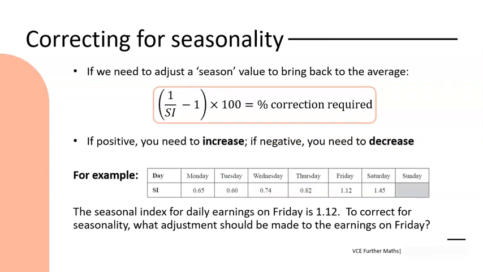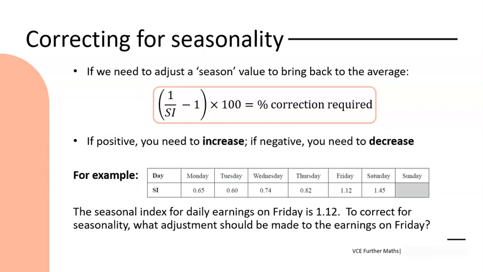The next application we need to consider is when we are correcting for seasonality. So what that means is that I have my seasonal indices and I'm being asked how I might need to adjust that particular time period, that particular season, to bring it back in line with the average. Now, be really careful here. It is not as simple as saying, well, if the index is 0.8, it is 20% below average, so therefore I need to increase the earnings or the sales by 20%. Please don't be caught out with that.